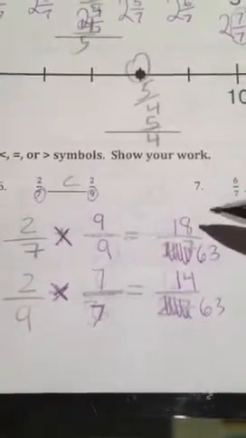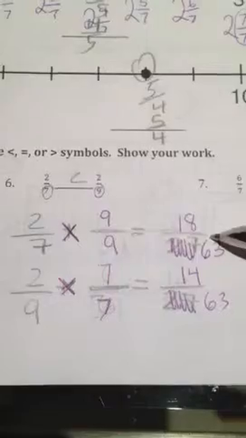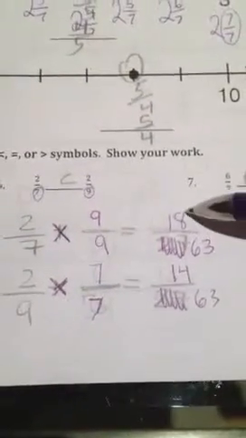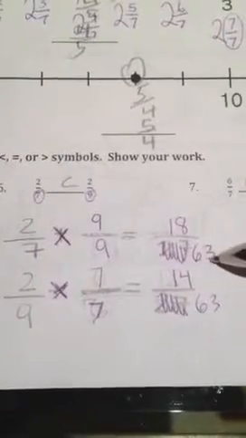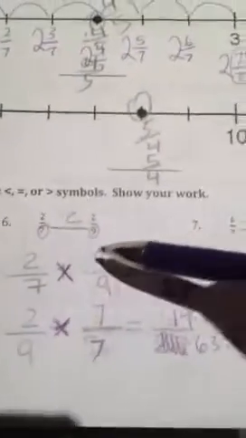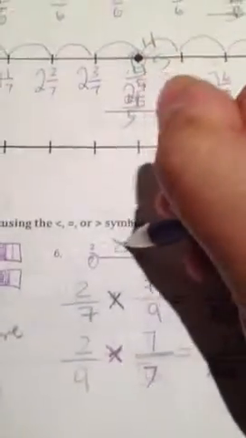And then you ask yourself, is 18 63rds greater or less than 14 63rds? Yep, that one's a little bit bigger because you have them cut into the same size pieces, but you have more of these pieces. You have 18 of these and 14 of these. So that means that 2/7 is bigger, and the arrow should have gone in this direction.